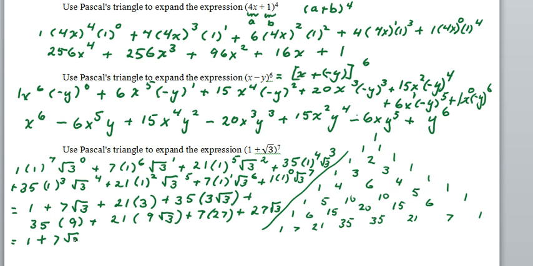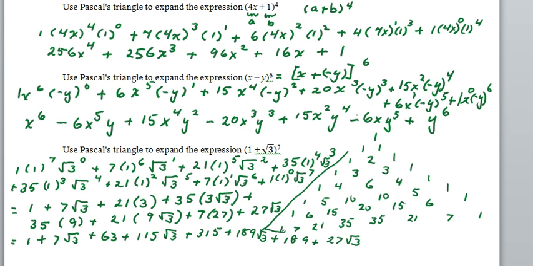1 plus 7 square root 3 plus 63 plus 105 square root 3 plus 35 times 9 equals 315, plus 189 square root 3, plus 7 times 27, which is 189, plus 27 square root 3.